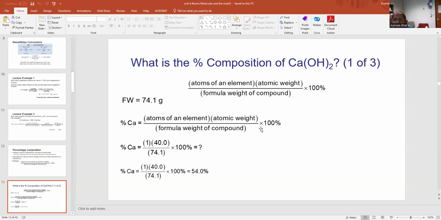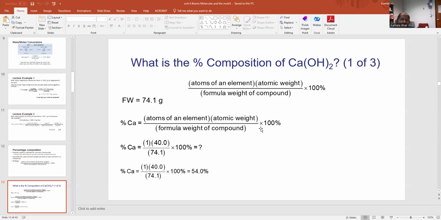The formula to be used is atoms of an element multiplied by the atomic mass of the element and divided by the formula weight. The answer you get, you multiply by 100. And so here, in this case, there is 1 calcium. The atomic mass of calcium is 40. The total mass of calcium hydroxide is 74.1. Because how do we get 74.1? Because oxygen is 16 and hydrogen is 1.01.